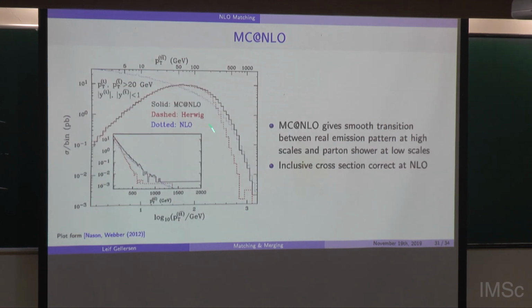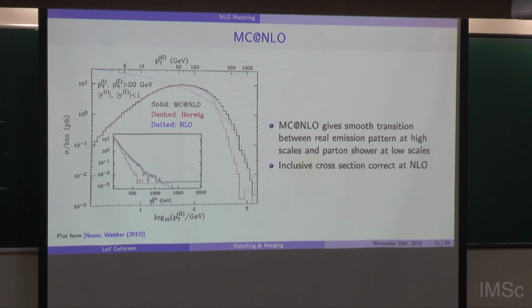And what AMC at NLO then does in general is basically give you a smooth transition between the correct real emission pattern at large PT scales and the Parton shower description at low PT scales without changing either of them. So that's very nice.